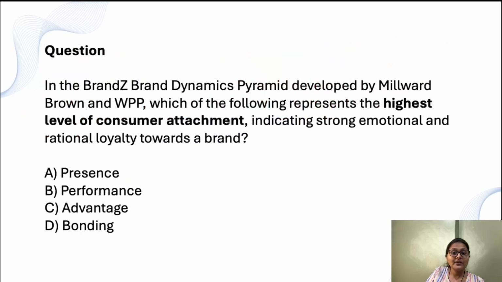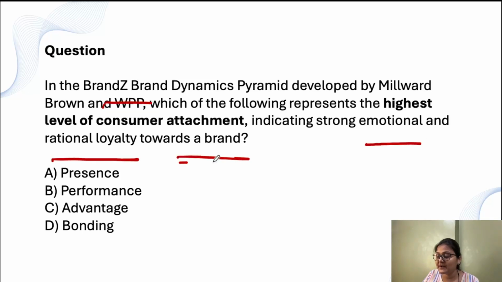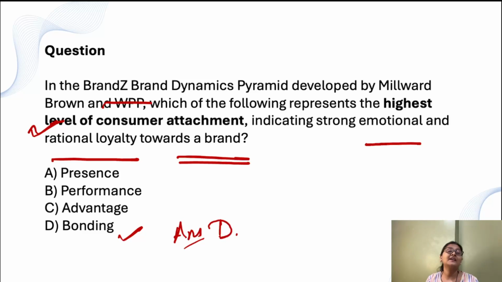Now let us look into one of the questions. In the BrandZ brand dynamics pyramid developed by Millward Brown and WPP, which of the following represents the highest level of customer attachment, indicating strong emotional and rational loyalty towards a particular brand? So what is the highest level of customer attachment? That is bonding. At the bonding level, the customers feel that they are having an emotional as well as rational connection with the brand, right?